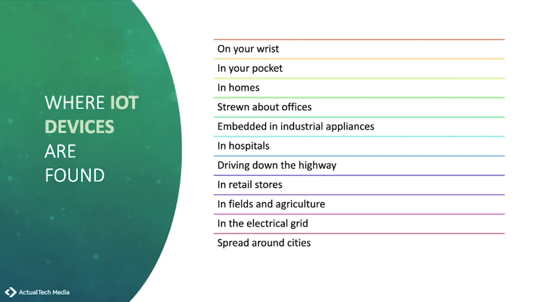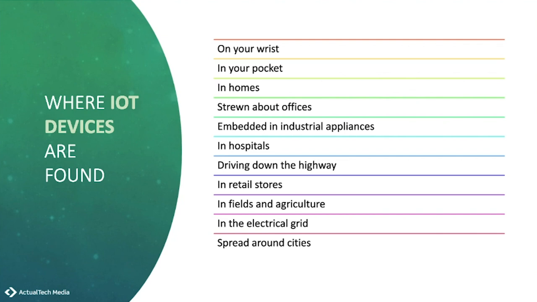So when we think about what is an IoT device, this is one of those things where the answer is really nebulous. You could think about your Apple Watch or whatever you wear on your wrist, your phone, and in your home, as Mike alluded to, your refrigerator, my garage door opener, my Nest thermostat, the Ring doorbell, things like that. Those are all IoT devices in the home. And obviously we see lots more than that today. We see people with network-enabled light bulbs and all this other stuff. We see IoT devices strewn about offices these days, embedded in industrial appliances.